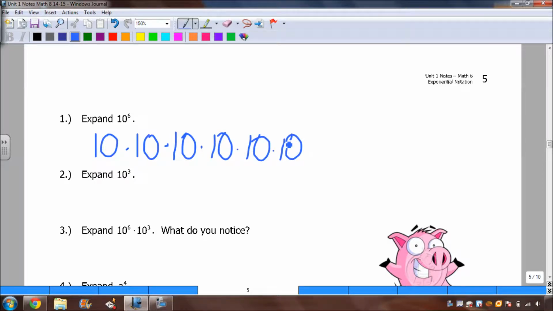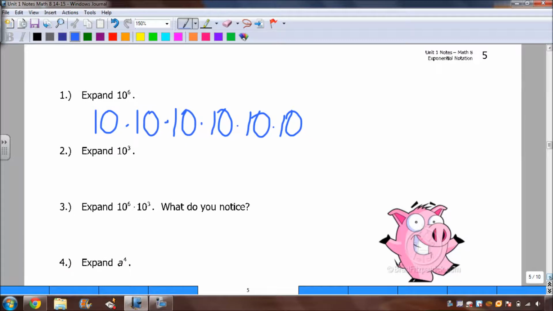Okay, you don't need parentheses here because you don't have a negative number, but it's okay if you have it, okay? And then in question number 2, it says to expand 10 to the 3rd power. So go ahead and do that. Hopefully you get 10 times 10 times 10.